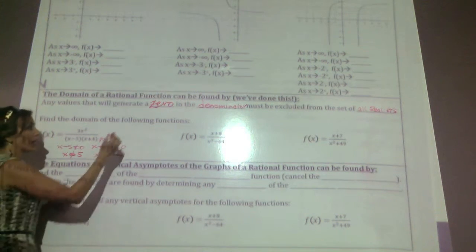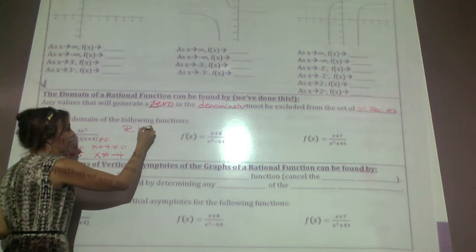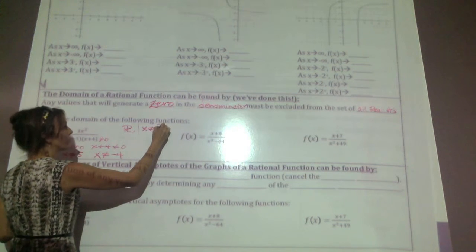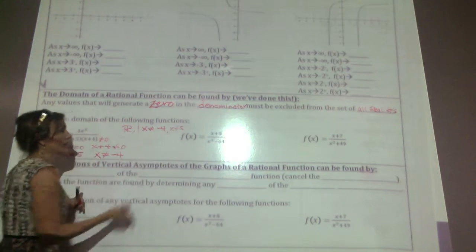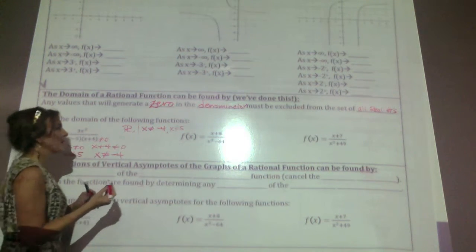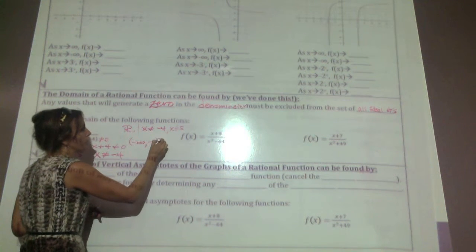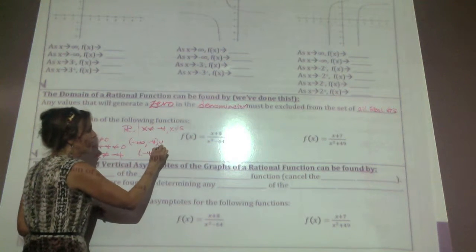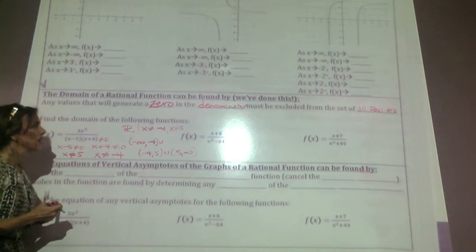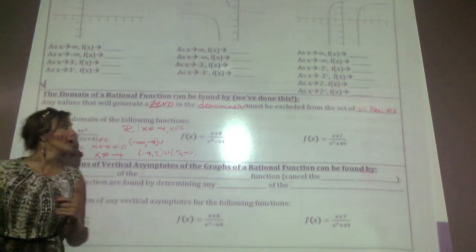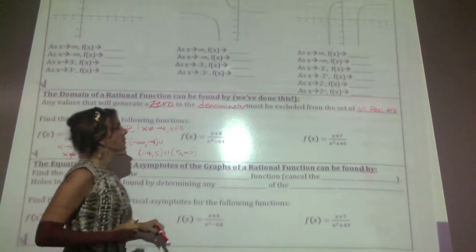So we can say that our domain is all real numbers such that x cannot equal negative 4, x cannot equal 5. Another way to say that would be with interval notation, which would be negative infinity to negative 4, union, negative 4 to 5, union, 5 to infinity. Either one of these is correct. And you could just say x can't equal negative 4 and x can't equal 5. That would be fine.